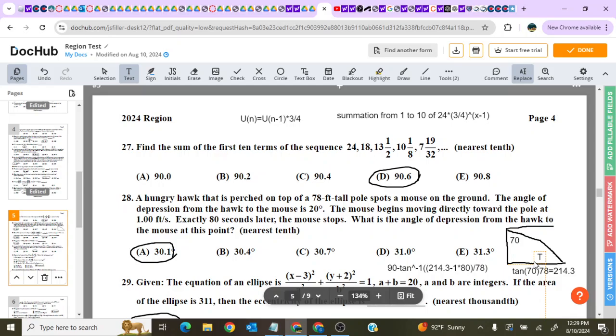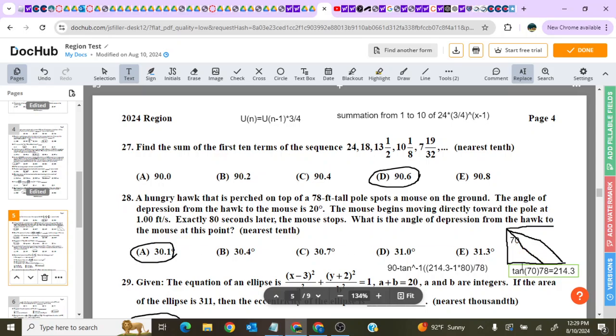Mouse then moves for 80 seconds, 1 foot per second, so they move 80 feet back. So then now you need the new angle that was formed. So mouse is now like here or something. You need this new angle.